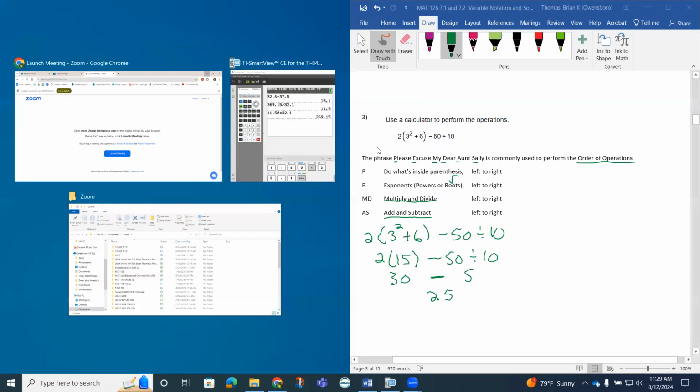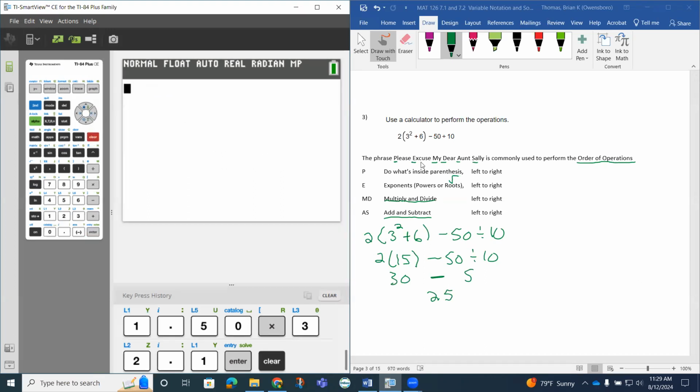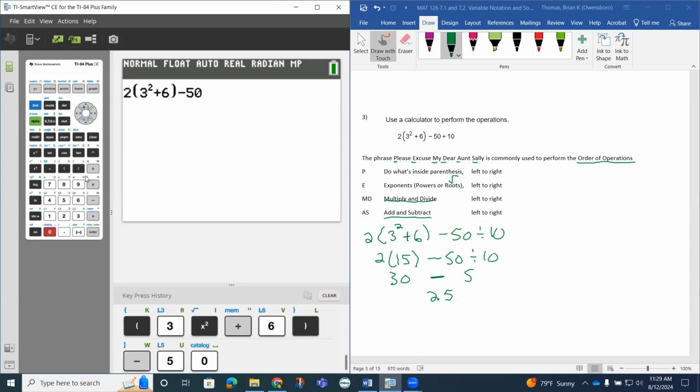Now, if you're good with calculators, and again, the graphing calculator is a tool that we can use, we can actually type this problem into the calculator. We can type in the 2, there's a parenthesis, we can go 3, and 3 squared, this x to the 2 is our square button. If I hit that button there, it'll power up to it. And then if we put plus 6 there, close parenthesis, minus the 50, and then divide by the 10, this calculator is programmed to do the order of operations.